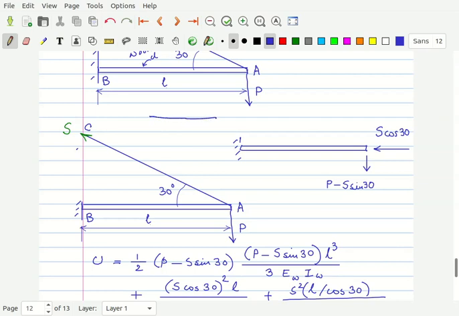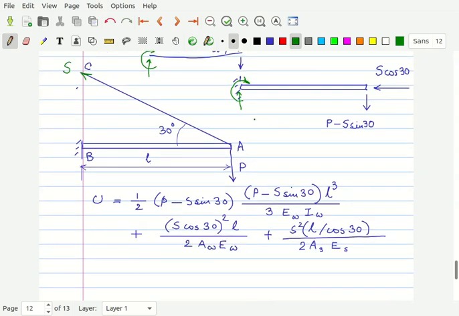if you draw the free body diagram of the beam, so here P and here S, this angle is given as 30 degree. So the net downward force is P minus S sin 30 and the net axial compressive force is S cos theta, and here you will get a reaction force and a reaction moment. So this completes the free body.